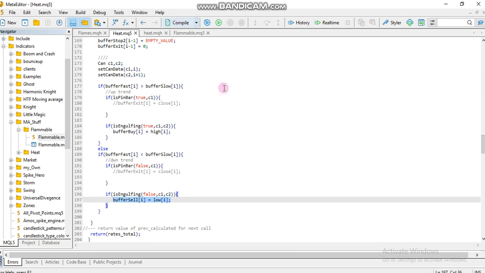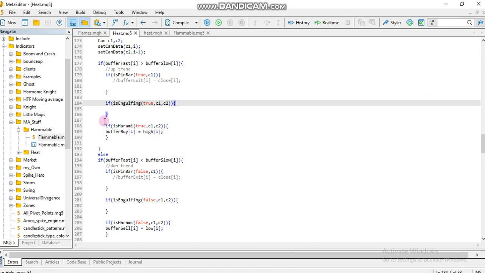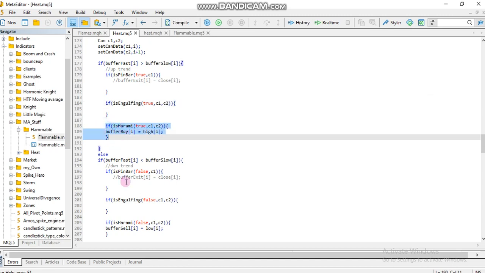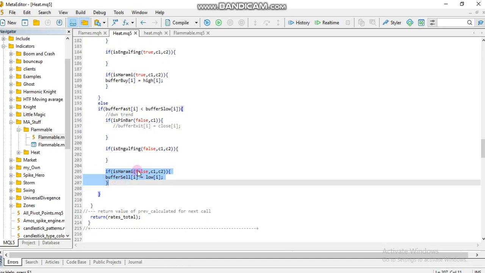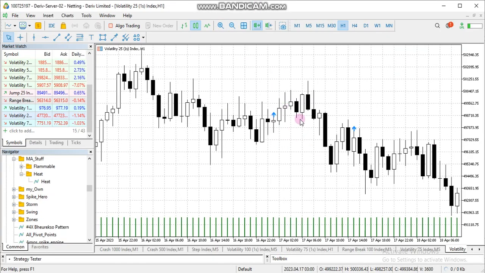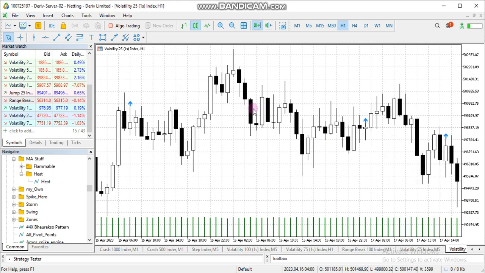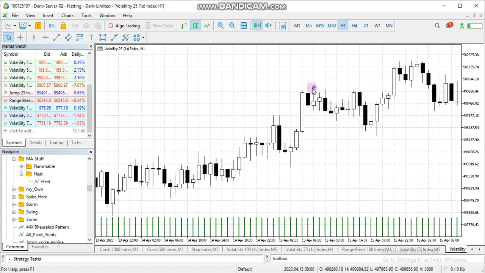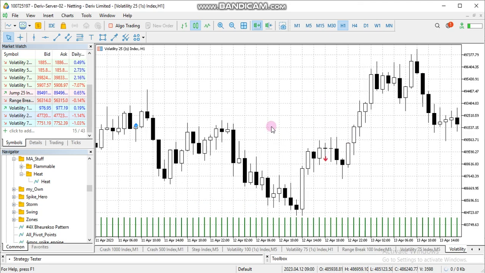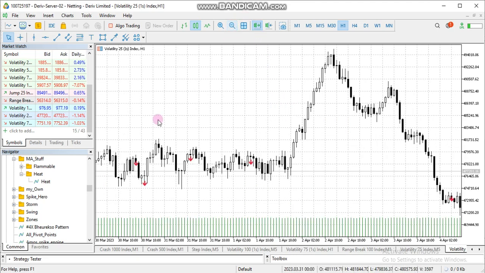So let me just write something. Here again I've added if is a Harami and if is a Harami bear. Let me compile it, and there we go. See, we're getting Harami candlesticks here. This is a bearish Harami, a bullish Harami, bearish Harami. Now it all depends on how you want to define them, but as you can see, this one is a bullish Harami, a bearish, bullish. You can apply this on charts.